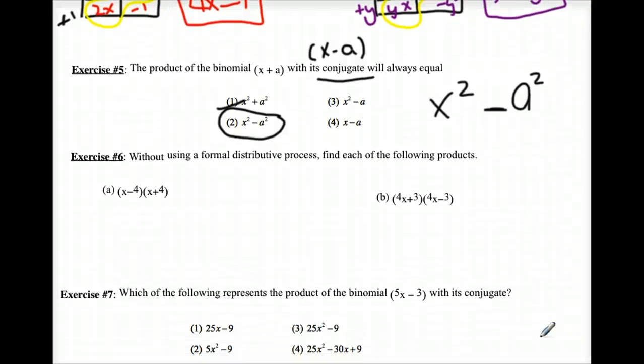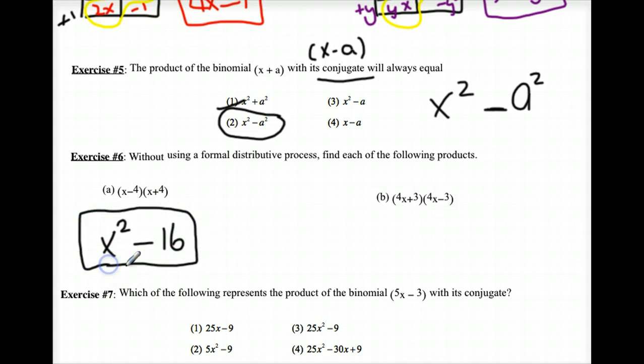Without using the distributive property, let's see if we can do this. x minus 4 and x plus 4, those are conjugates of each other. So I multiply the first terms: x times x is x squared. I know it's going to be a minus. And then 4 times 4 is 16. That's it. That's my final answer.